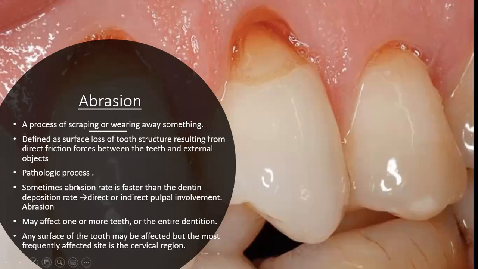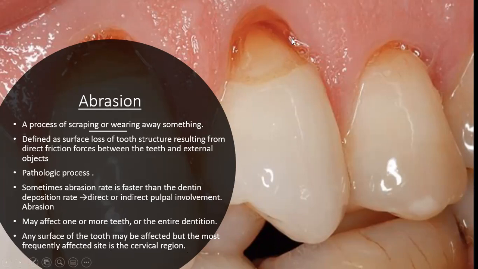Sometimes it is a pathological process. Sometimes the abrasion rate is faster than the amount of dentin deposition rate. This can cause direct or indirect pulpal involvement. The abrasion can affect one tooth, multiple teeth, or an entire dentition. Any surface of the tooth may be affected, but the frequently affected site is the cervical region.